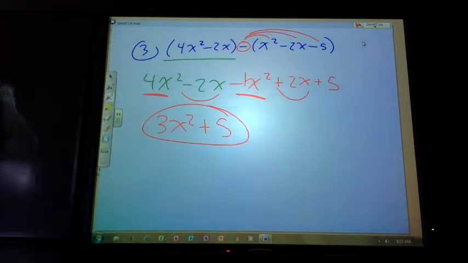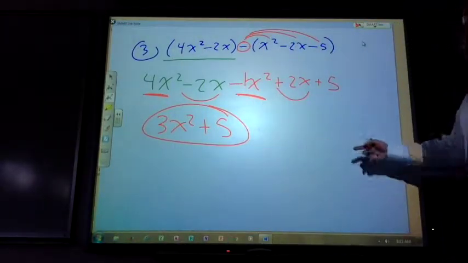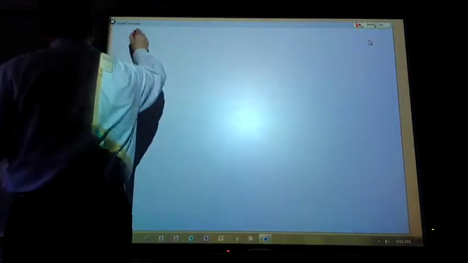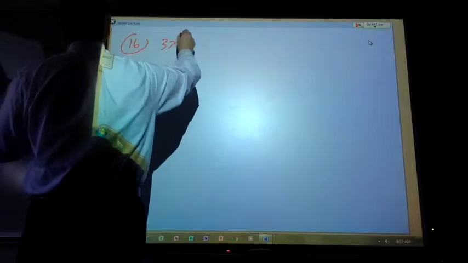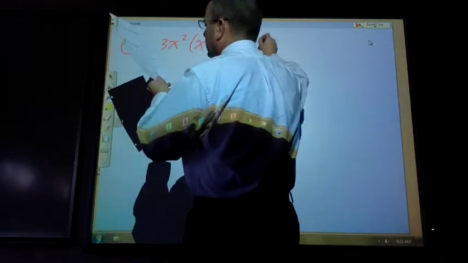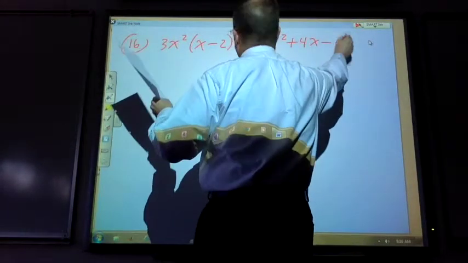Done. You do number 16. Okay, you're already jumping down on us. All right, so jump down to number 16. Can I clear this? Number 16, very last one. Let's take a look. So I got 3x squared, and then x minus 2, and then I get minus x squared plus 4x minus 6.